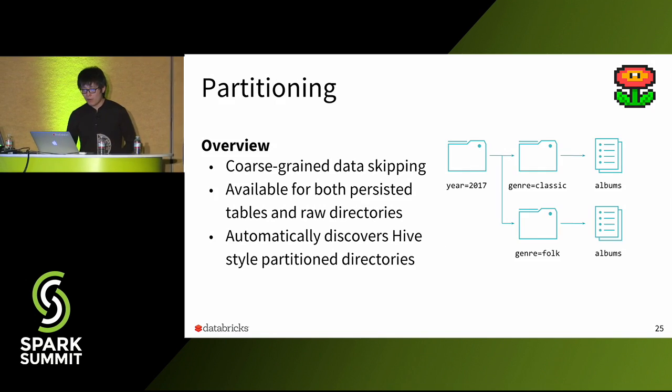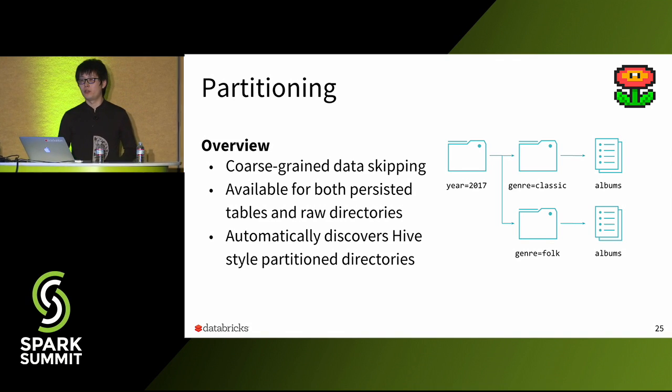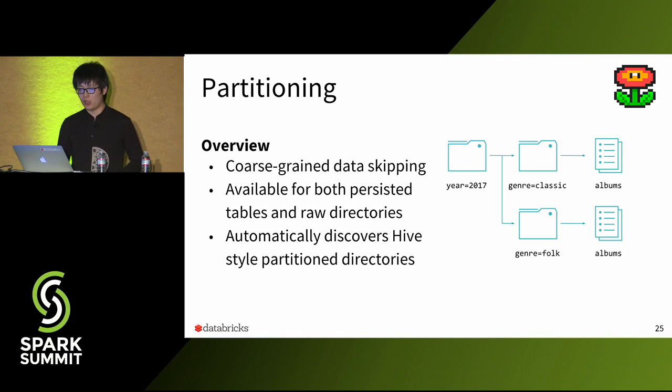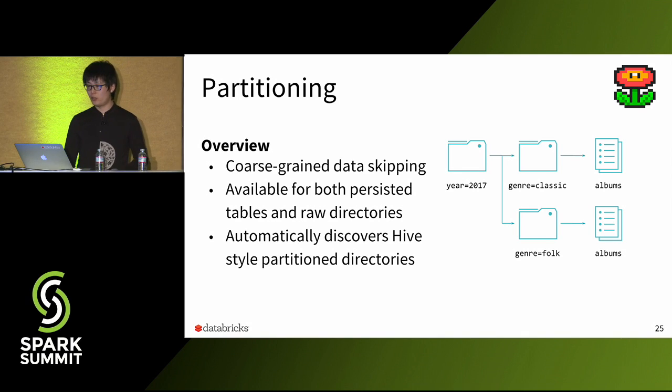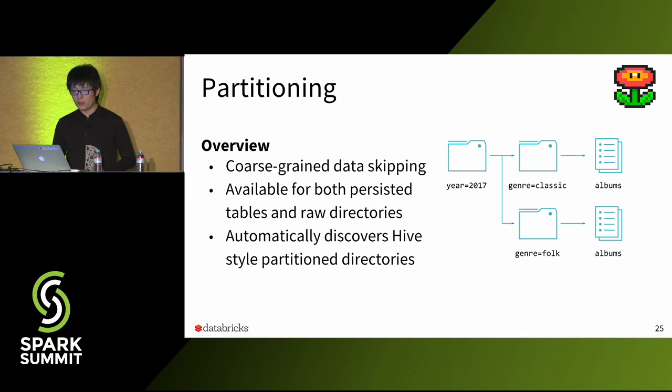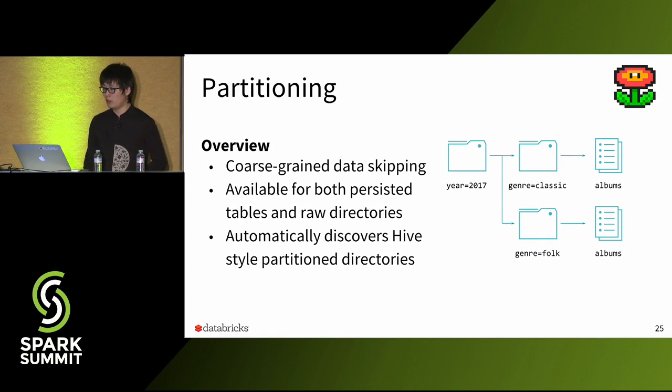Hive users may already be pretty familiar with partitioning. In short, partitioning is a feature that enables coarse-grained data skipping optimization. The figure on the right shows a partitioned data set with 2 partition columns, year and genre. For each distinct value of each partition column, a directory is created to hold all the data belonging to that partition.